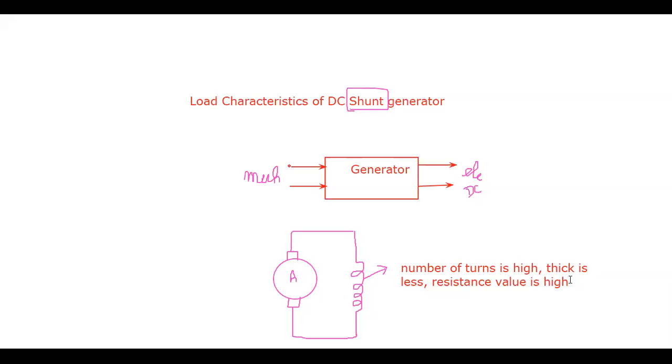Okay, we will continue. So the field winding is in parallel to the armature winding. Now the title is load characteristics, so definitely we want to connect a load here. To connect a load, I just connect the load in parallel to the armature. So this one is the load.